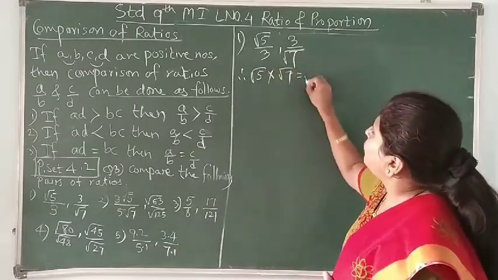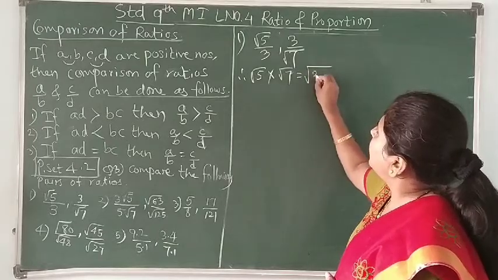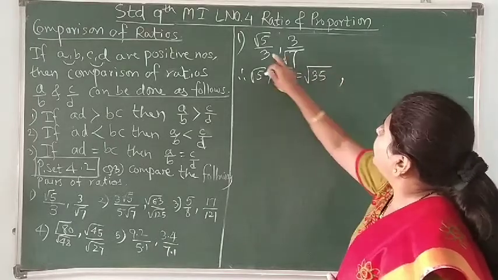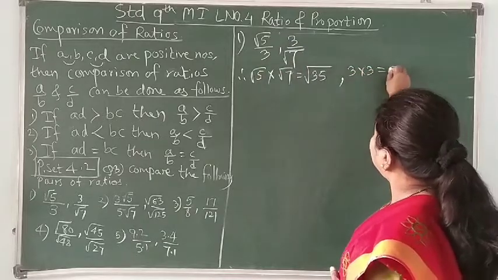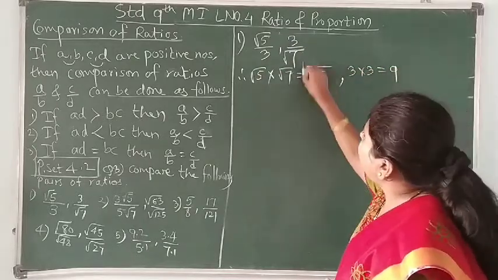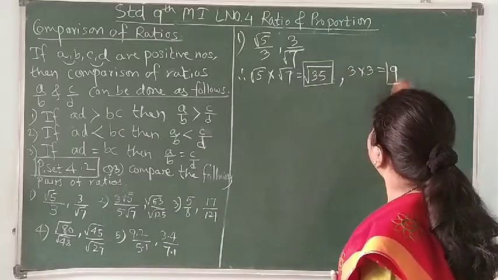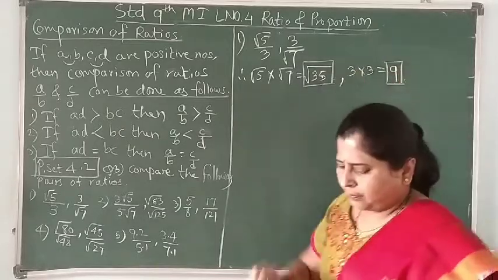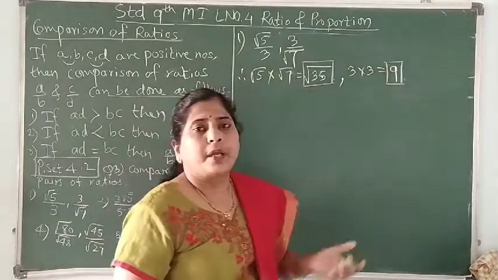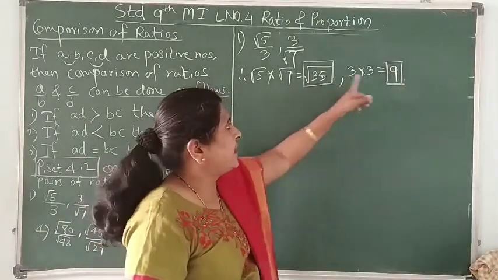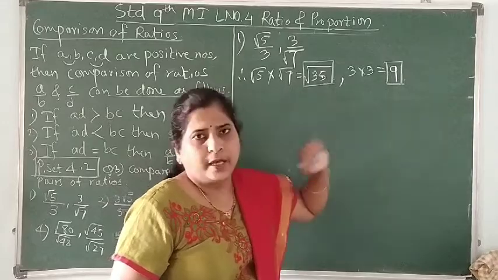Which is equal to under square root 5 sevens are 35. Now take the product of BC, that is 3 into 3. 3 threes is 9. Now we need to actually compare these two numbers. But we can see that one number is irrational and the other is rational. So at present we cannot compare square root of 35 and 9.